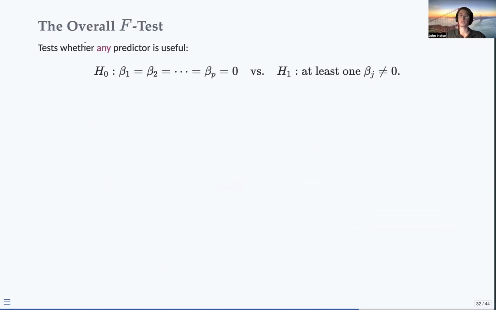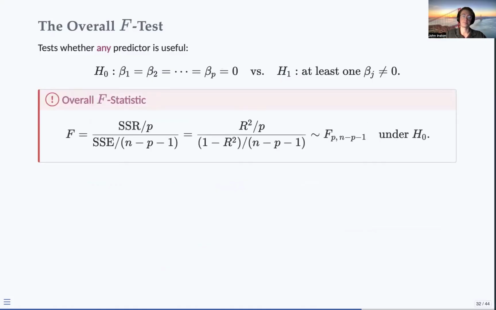Another useful test, particularly when we're looking at model comparison, or in this case just model testing in general, is testing whether any predictor is useful. So testing the null hypothesis that all of the parameters are zero against the alternate that at least one of them isn't zero. Okay, so it's testing whether any of the predictors are giving some information.